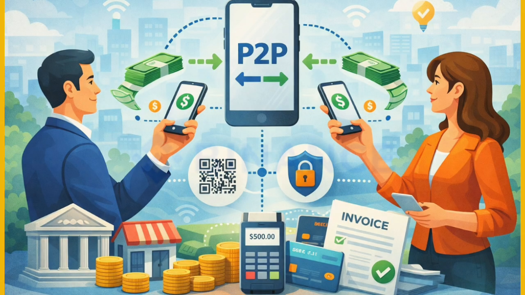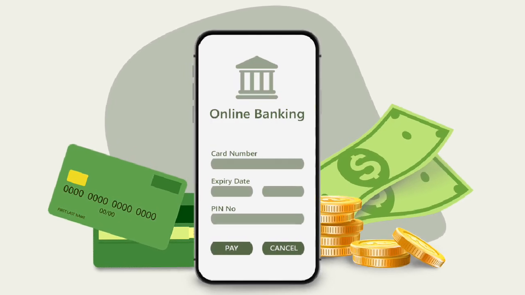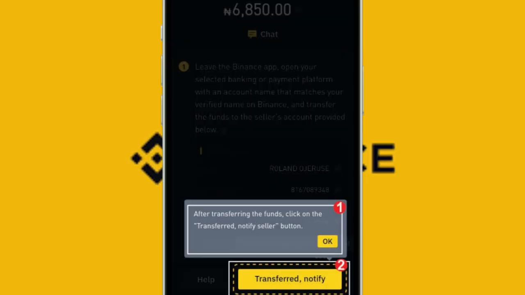Copy the seller's payment details from the order page and switch to your banking app to transfer the exact amount as instructed by the seller. After sending the money, return to the Binance app immediately and tap the Transferred Notify Seller button to officially log your payment within the system.